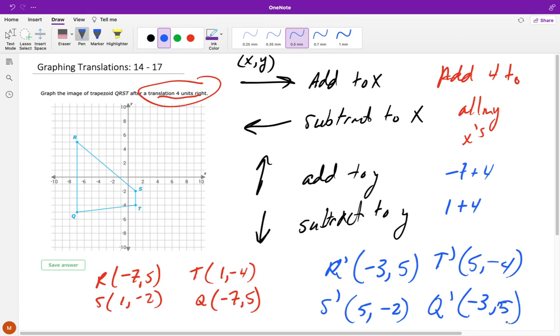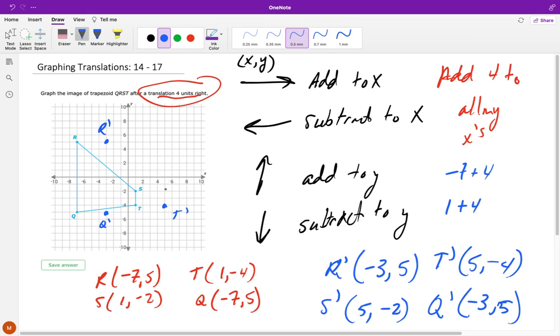All right, negative 3, 5. So now we just need to plot them. So R prime is negative 3, 5. So there's my R prime. T prime is 5, negative 4. So here's 5, negative 4. Q prime is negative 3, 5. So I know it's going to line up with here and here. So there's my Q prime.